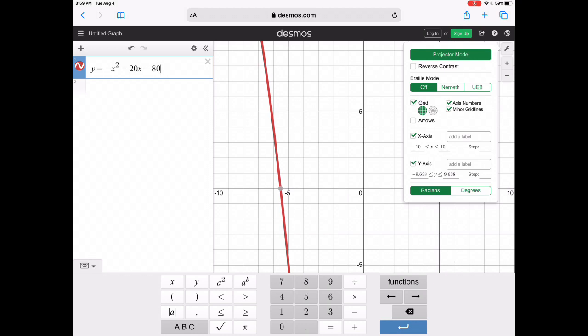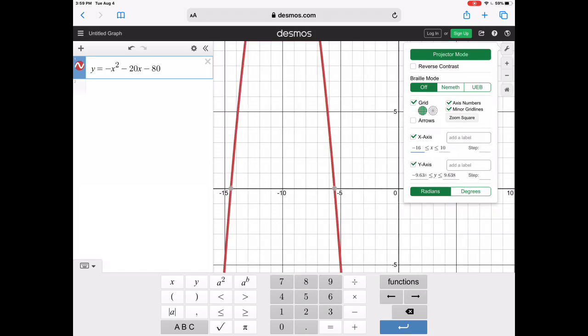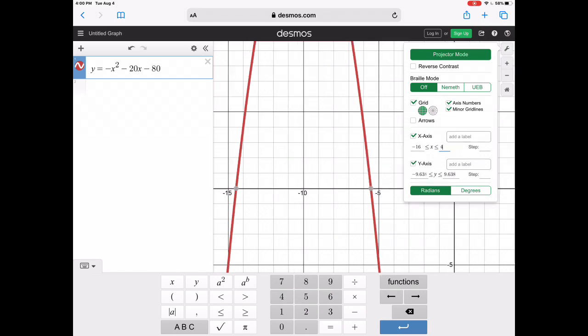We can change how much of the x-axis that we see by going just below the green check-marked x-axis. Currently, the lower bound is negative 10, and if you notice in the graph, as far as we can see to the left is negative 10. I'm going to change that to negative 16, and notice now we can see further to the left. We can see all the way to the left to negative 16, and more of our parabola is visible. I'm going to now change the upper bound of the x-axis to 4. All that happened is that we're seeing a little bit less to the right.